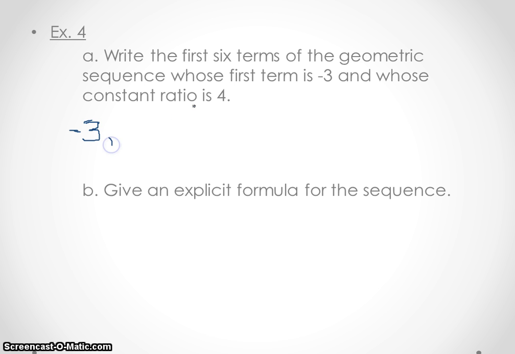The constant ratio is the same thing as a constant multiplier, so we just take 4 times our term. So -3 times 4 is -12. There's our second term. Then we take -12 times 4, and that gives us our next term, which is -48. And then we take -48 times our constant ratio, which is 4. So -48 times 4 is -192.